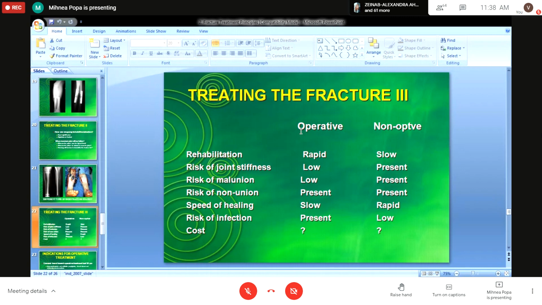The risk of stiffness is much lower in operative types, because the patient can move the next day, whereas when we immobilize it, he can't move. Malunion, of course, is lower in operative treatment.